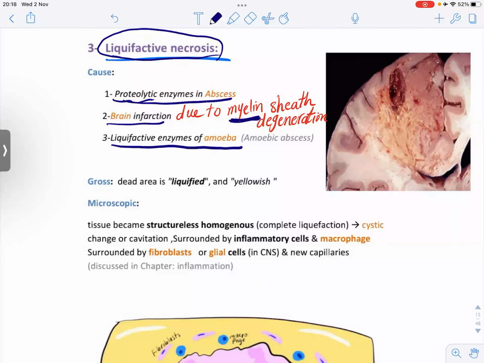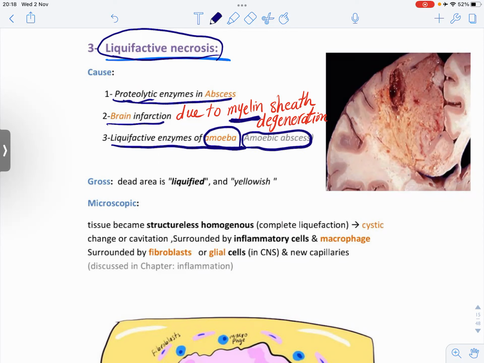Liquefactive enzymes of amoeba. Amoeba is a parasitic infection, and we will talk about the amoeba. Amoeba also produces proteolytic enzymes, which can lead to destruction of proteins and convert the proteins into jelly-like fluid. It's called abscess. We call it amoebic abscess.